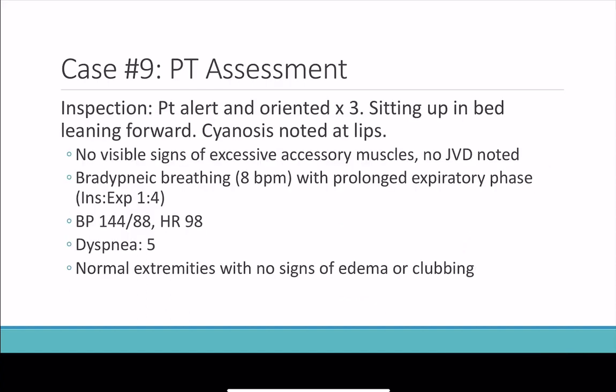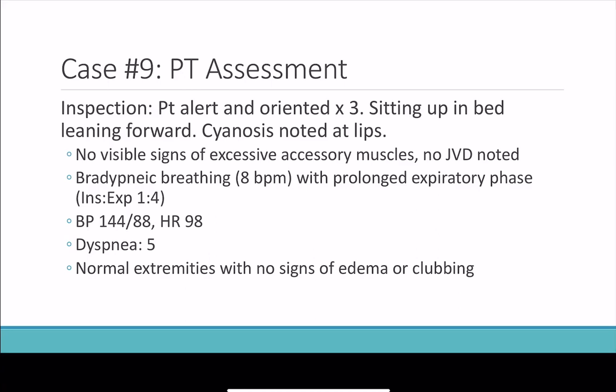All right, so you go in to see this patient. Upon inspection, he's alert and oriented times three. He's sitting up in bed but leaning forward, and you notice some cyanosis at the lips. So right when you walk in the room, you're taking in the full picture of a patient that has a posture suggestive of difficulty breathing, and then you're actually seeing evidence of blueness, which tells me I'm concerned about hypoxemia.